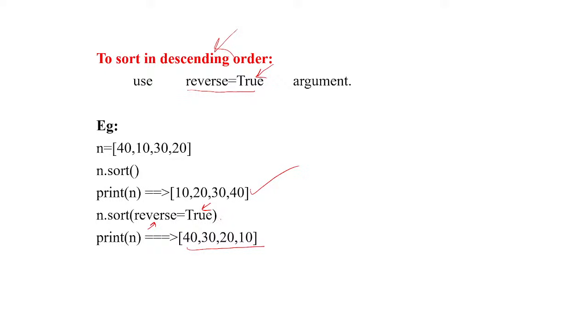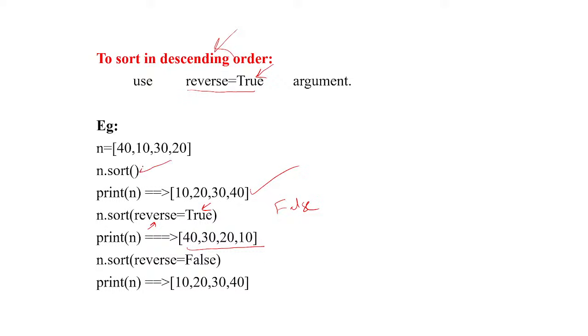You can also ask, sir, when you are using the attribute reverse is equal to true, can we assign false to the reverse attribute? Yes, when you say reverse is equal to false, then it becomes ascending order. That means by default, when you keep the sort function empty without arguments, Python supplies this attribute whose value is false. Reverse is equal to false. It is nothing but the same as reverse is equal to false. These two are equivalent.